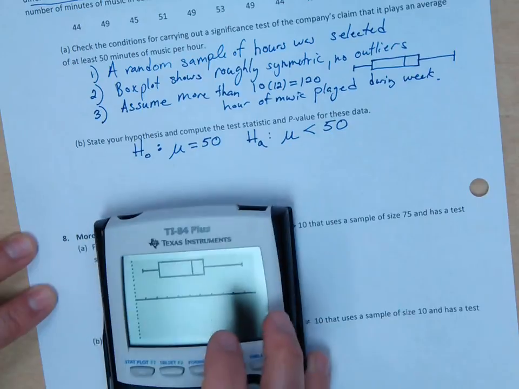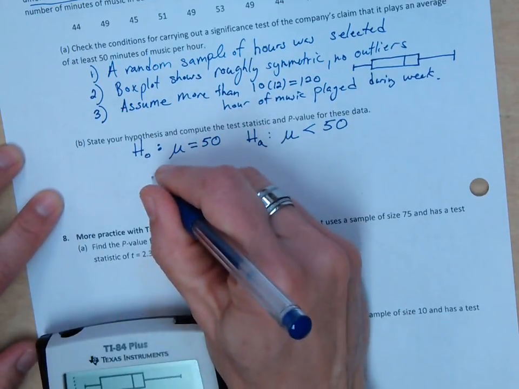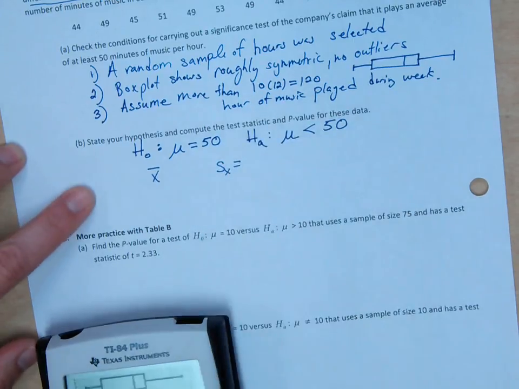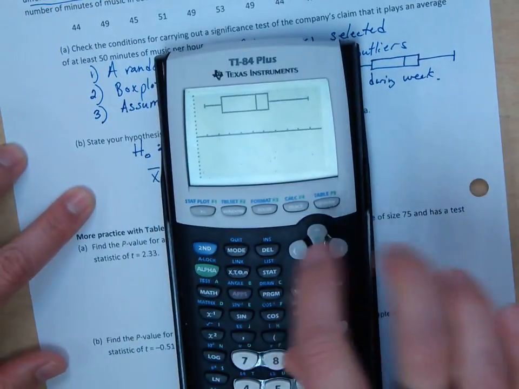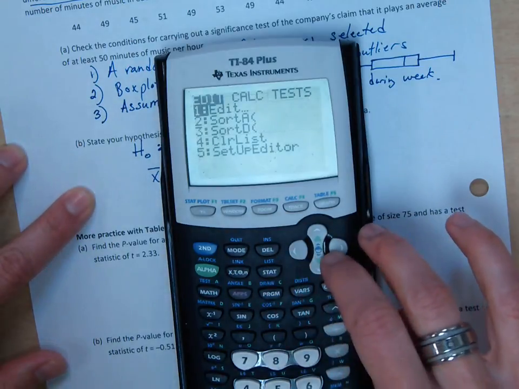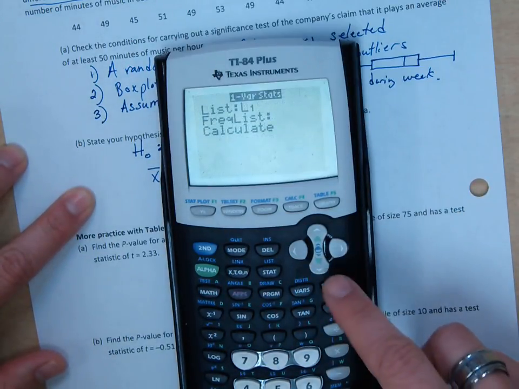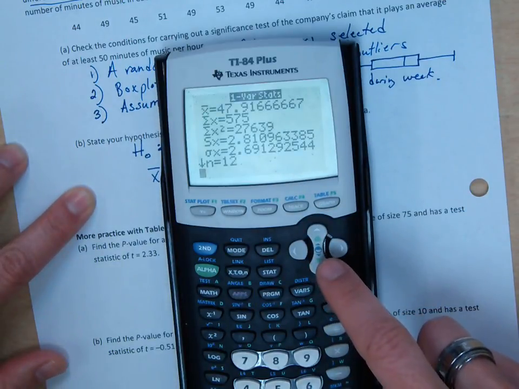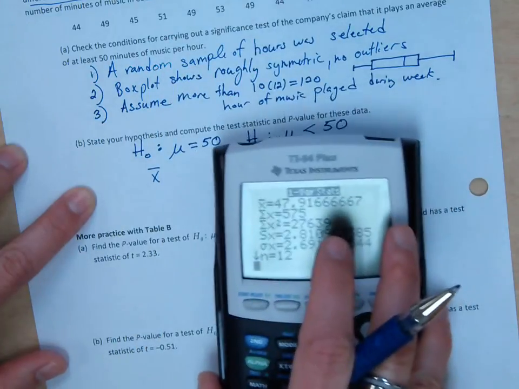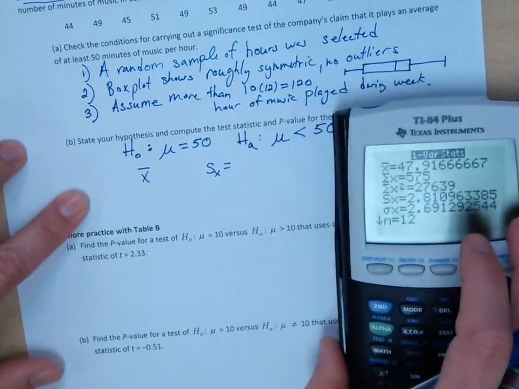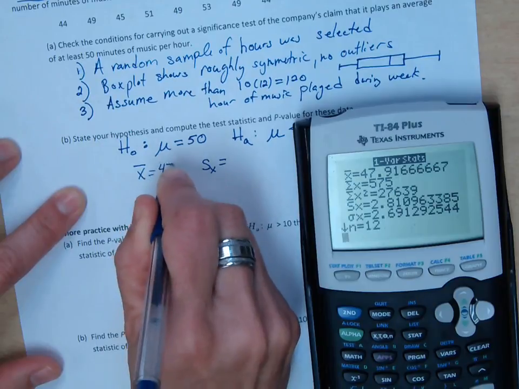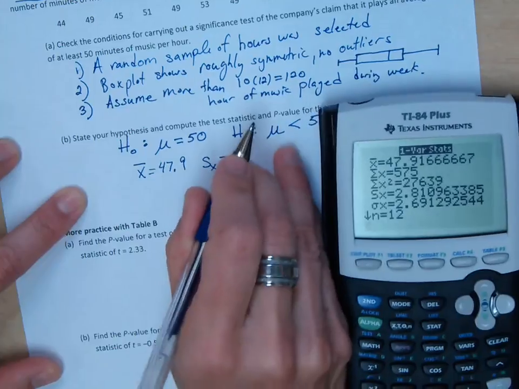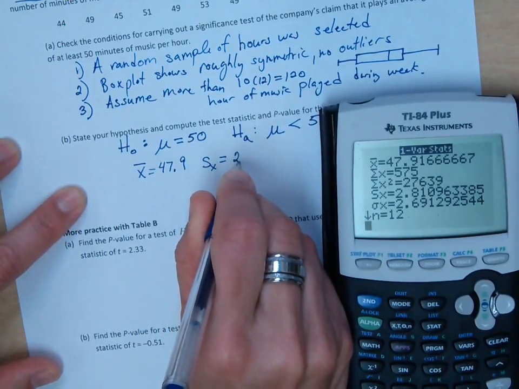So we already have the data in our calculator. We need to find x bar, the sample mean, and s sub x, the sample standard deviation. But it's all in our calculator. So you go to stat, calculate, 1-Var Stats, and then make sure List 1 is where you enter your data, calculate, and there it is. X bar is 47.9, and s sub x is 2.81.